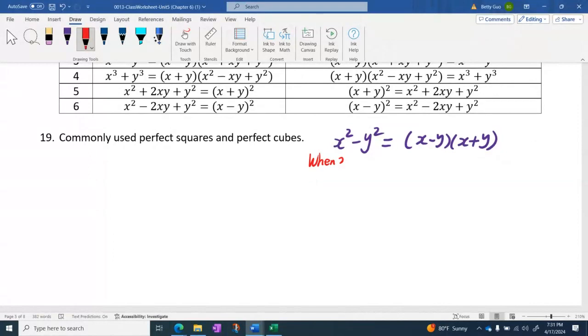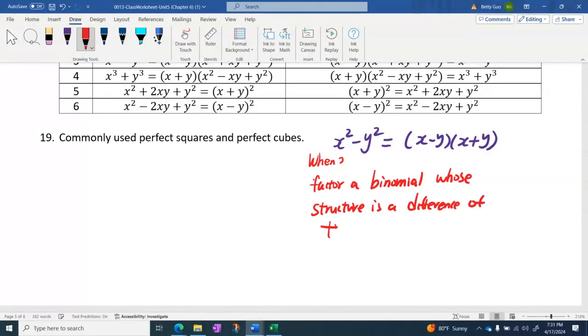When to use it? We use the formula when we need to factor a binomial whose structure is a difference of 2 squares. We use this formula to factor a difference of 2 squares.